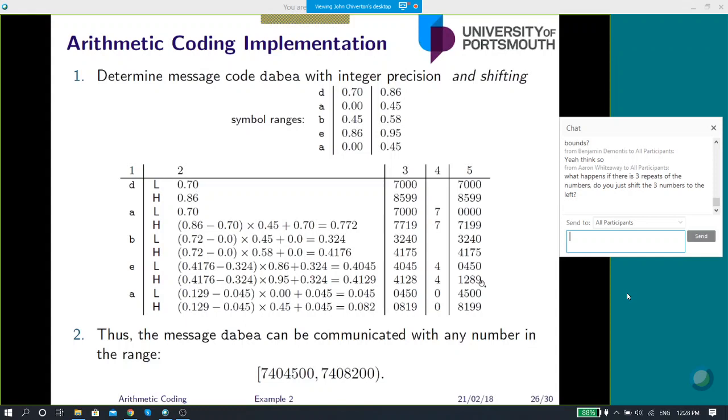Aaron's got one. What happens if there are 3 repeats of the numbers? Do you just shift the 3 numbers to the left? Oh, good question. So, I haven't thought about that one. Yeah, if you got the same, I'd imagine that wouldn't necessarily happen that often, if at all, would it?